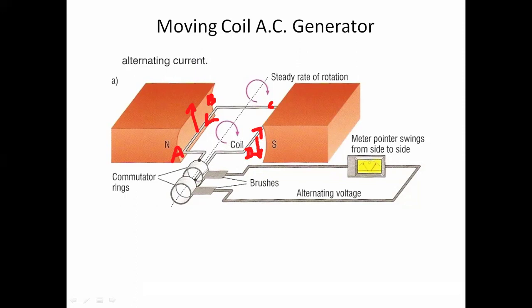So this one is attached to this commutator. This commutator is positive and this commutator is negative. After a half cycle is completed, the sides of the coil will switch. CD will go to this side and AB will be on that side. So then this one will be negative and this one will be positive.